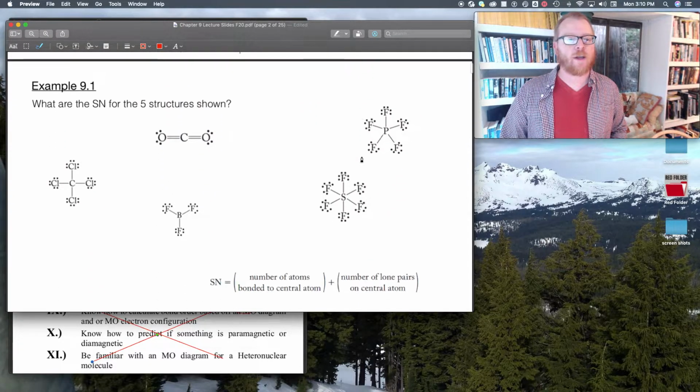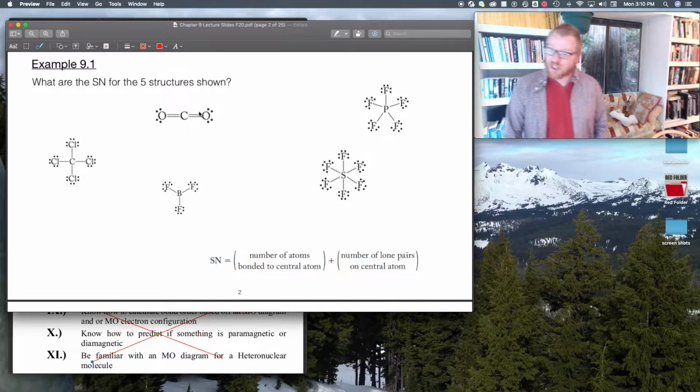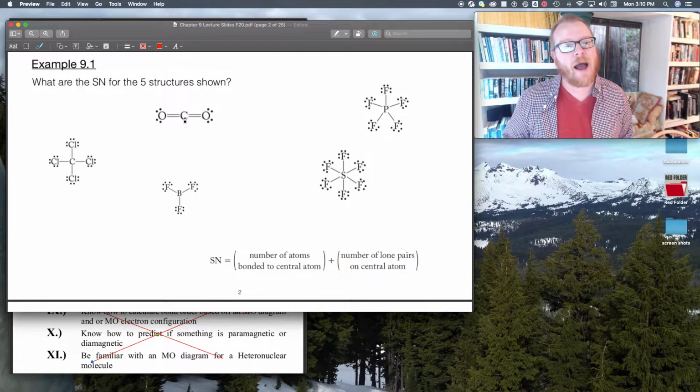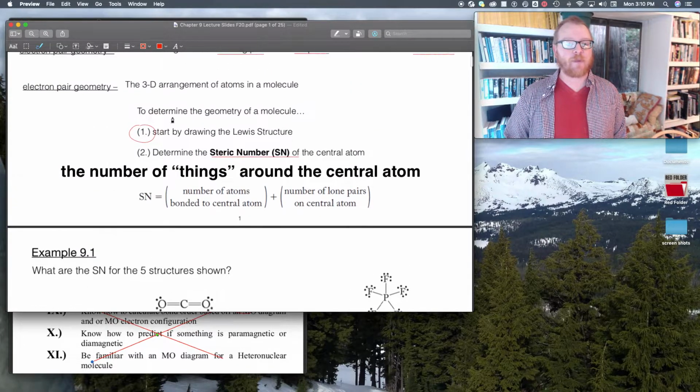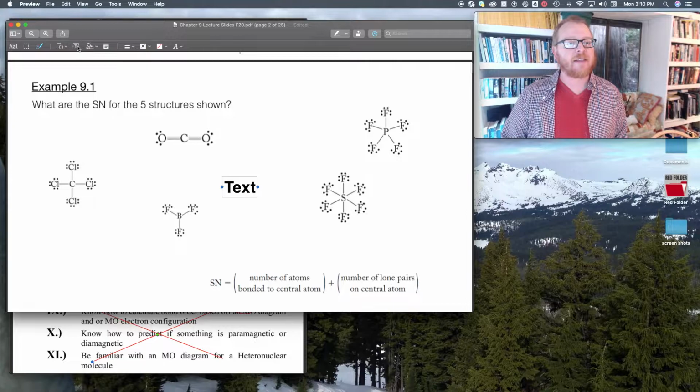Okay, so let's go and do some examples. So what is the steric number for the 5 structures shown? So let's first start with this carbon dioxide. Okay, so there I've got my carbon central atom. And it might be tempting to say there's 1, 2, 3, 4 things around it, but remember that it is the number of atoms bonded to each central atom. So really this carbon just has a steric number of 2, because it's just got 2 oxygens around it.